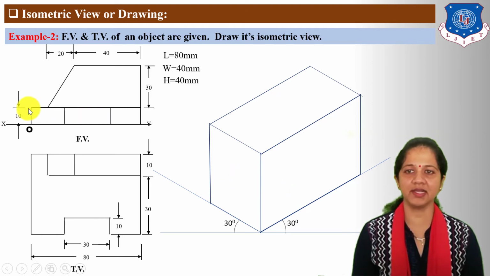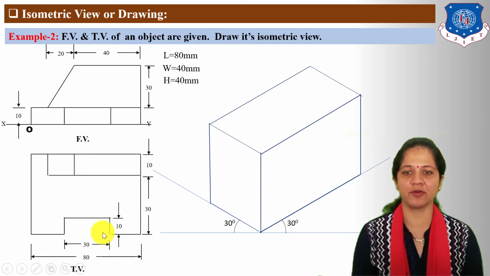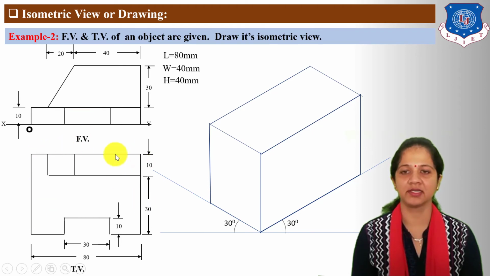Here you can see this rectangle strip in front view indicates base or platform, and the boundary shape of this platform we can see in top view because from front direction we cannot see width. So first locate base having height 10 mm. The length of this base is 80 mm. So locate 80 mm length line on x-axis.